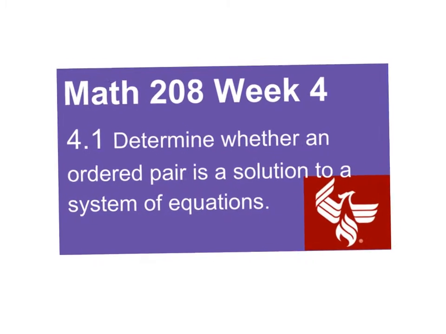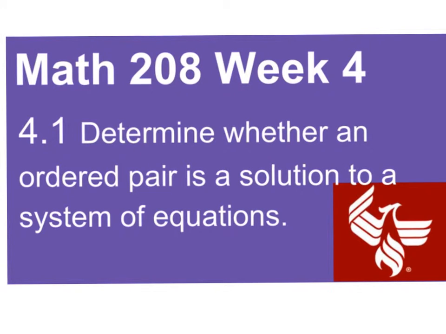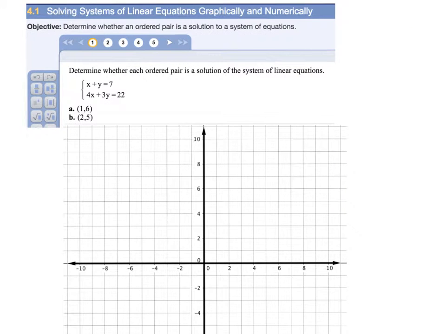All right, this is week 4 of Math 208, section 4.1, determining whether an ordered pair is a solution. So what does that mean to be a solution?